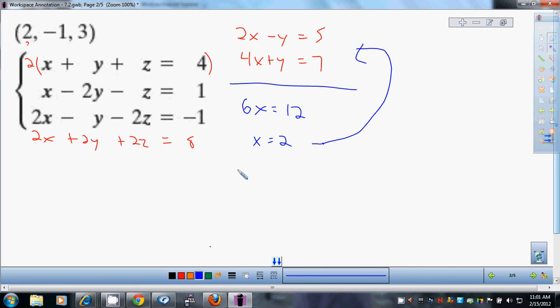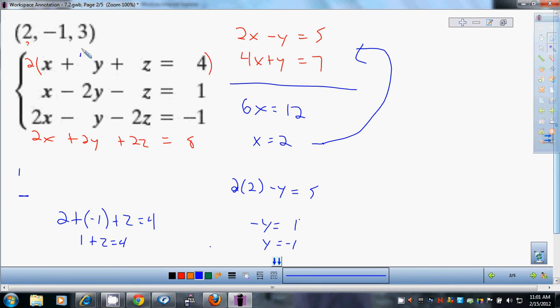So you plug 2 in. I'll choose the top one. So that's 2 times 2 equals 5. Subtract. Divide by negative 1. Oh, darn it. Plug x and y into any of these first three equations. First one looks good. 2 plus negative 1 plus z equals 4. That's 1 plus z equals 4. Subtract, and you get 3.